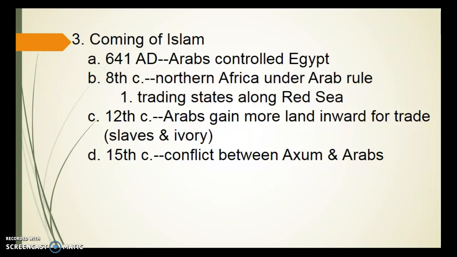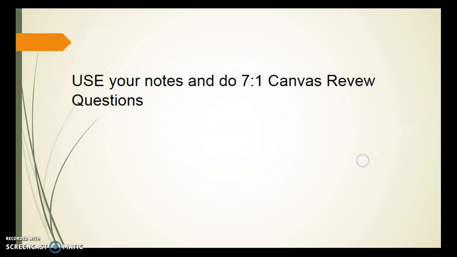And again, many trading locations along there. In the 12th century, they gained more land inward in Africa so they could get more ivory and more slaves. And in the 5th century, there was a lot of conflict between the Aksum and the Arabs.